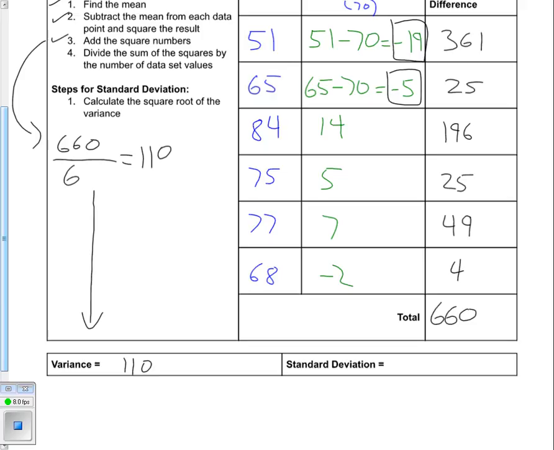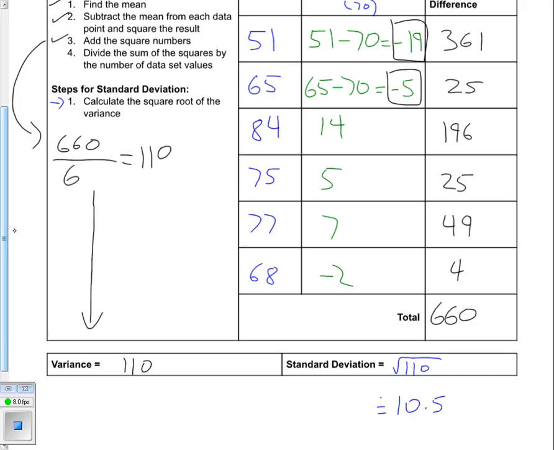If we now want to figure out what our standard deviation is, I'm going to go back to blue here. The steps for standard deviation: we have to calculate the square root of the variance. We know the variance is 110, so the standard deviation is the square root of 110, which is approximately 10.5. I'm rounding it to one decimal point.